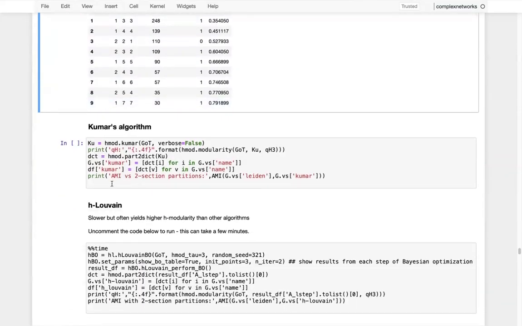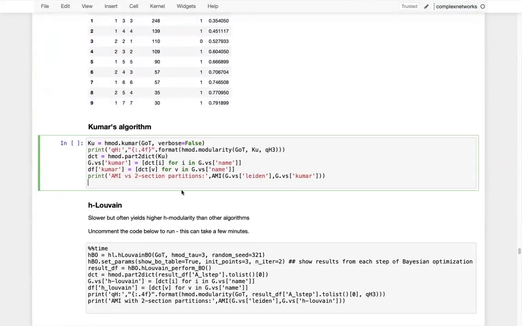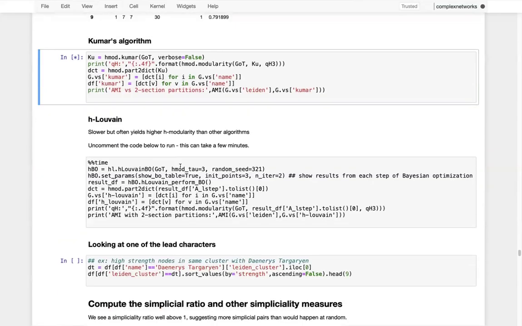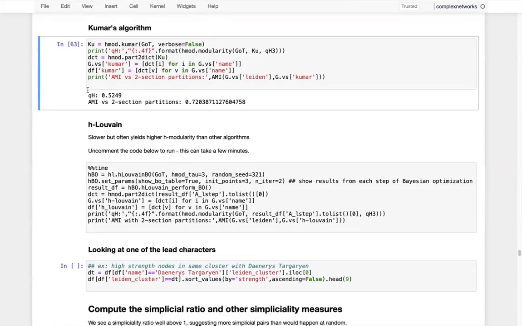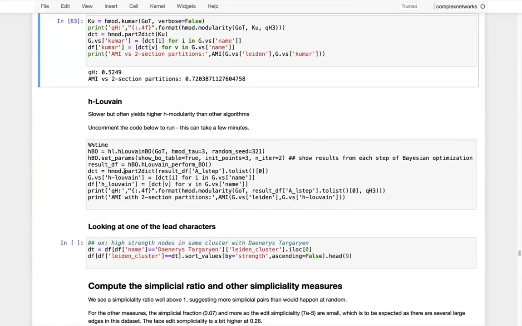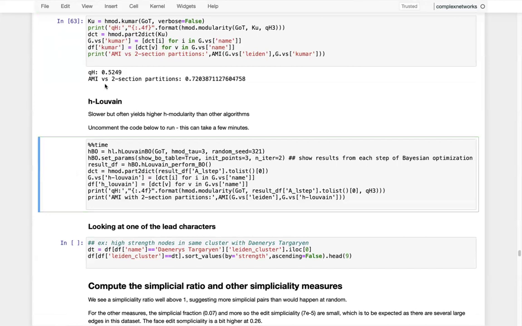We can also apply a hypergraph-based clustering algorithm, which is Kumar's algorithm. And while this runs, sorry. We actually get slightly worse values in this case for the hypergraph modularity, and this is the value for the AMI. This takes about 2-3 minutes, running H-Louvain on this hypergraph. But if you uncomment and run it, which takes 2-3 minutes, you should be getting slightly higher values for the hypergraph modularity and for the AMI.